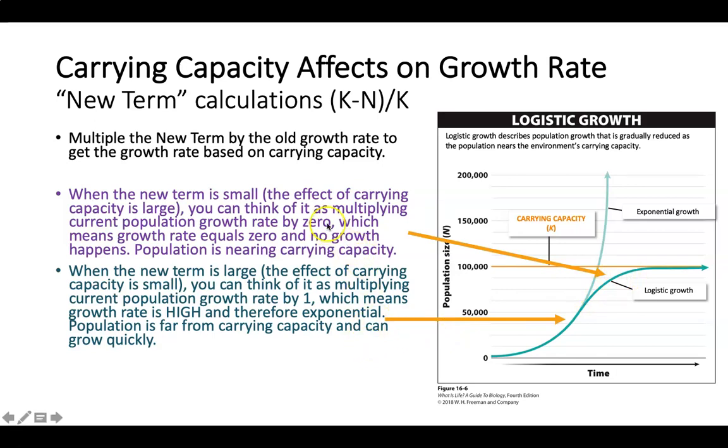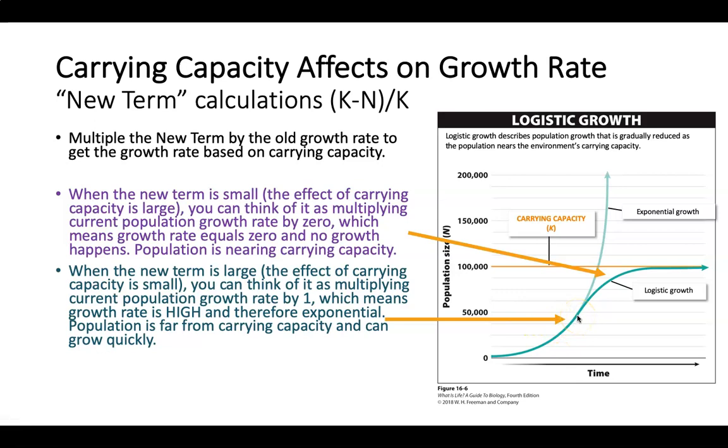When that new term is large, that means that the population is not close to their carrying capacity yet. Now, if you just think about what's going on, if the population is nowhere near carrying capacity, they're still in their exponential growth rate. So if that new term is large, meaning that it's close to 1, it's not going to affect your original rate, your R times N, very much. And you can think of this as if you multiply something by 1, it doesn't change. Your growth rate isn't changing, which means that the growth rate is still occurring at an exponential rate. That means that the population is far from carrying capacity.